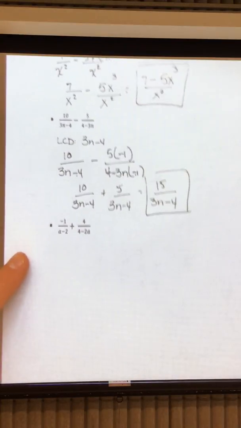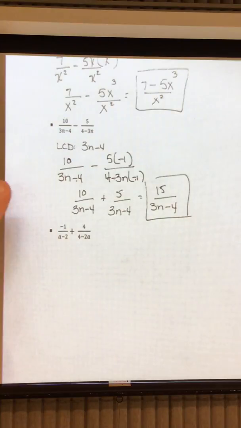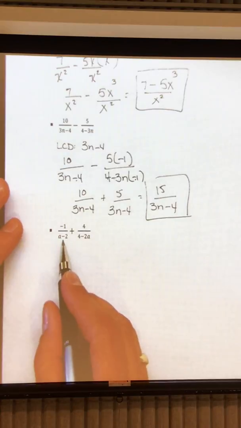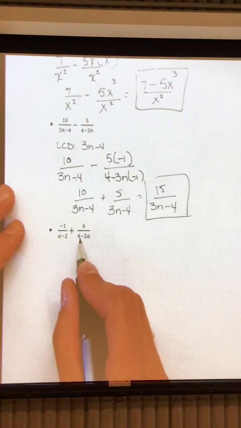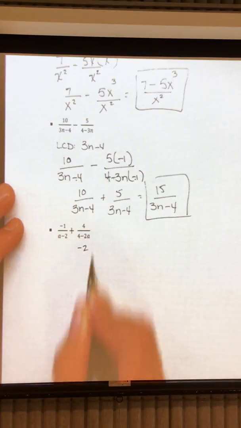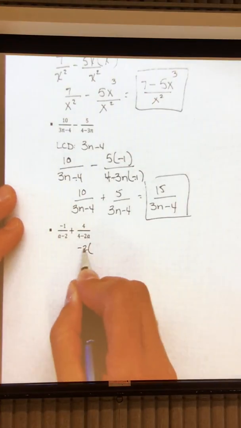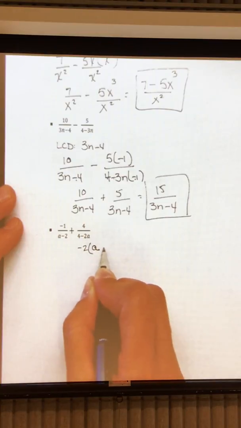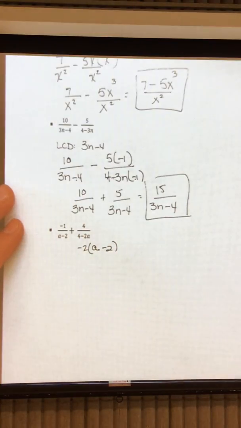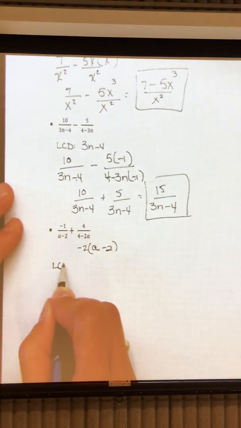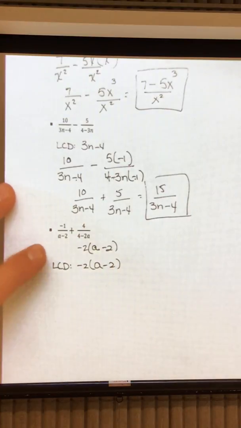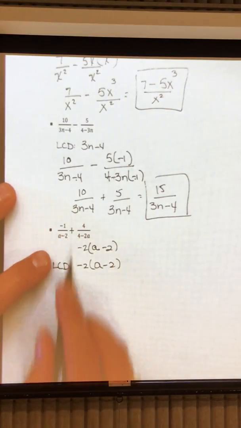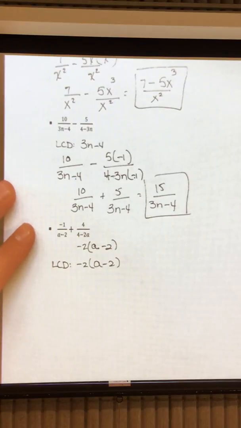And the last problem of number 4, your denominators are a minus 2 and the next denominator is 4 minus 2a. So let's factor out the negative 2. So we have negative 2 times a minus 2. So here our least common denominator is negative 2 times a minus 2. So here we're missing the negative 2, so let's multiply the first fraction by negative 2.